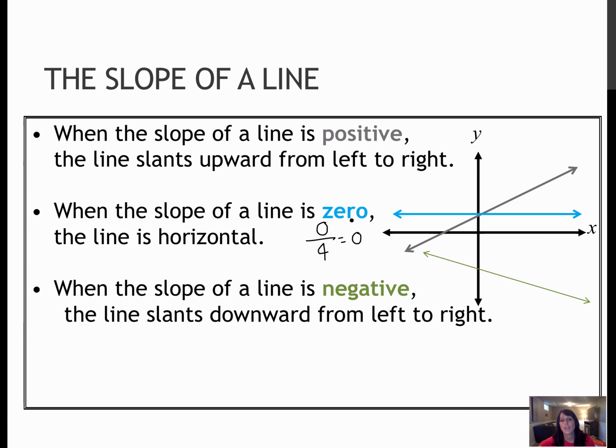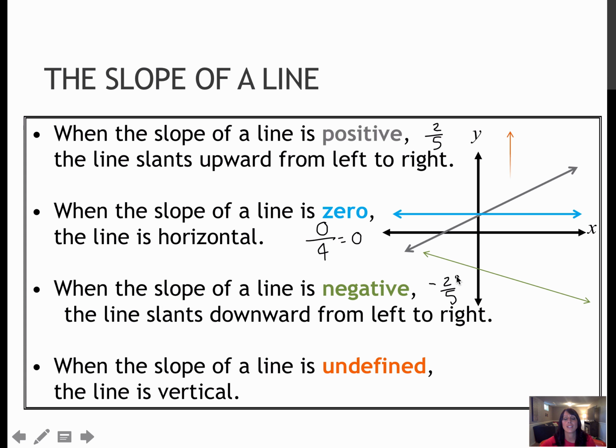When the slope is negative, it points down from left to right. So here, this could have been, say, 2/5, down 2 over 5. The negative slope means that I'm moving down, but still to the right. So it slopes downward from left to right, so negative 2/5. The last one, of course, is the undefined slope, and that's the vertical line. That means that I've got some value being divided by 0. And since we know we can't divide by 0, that would be my undefined slope.